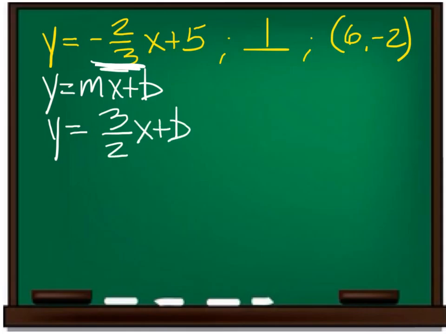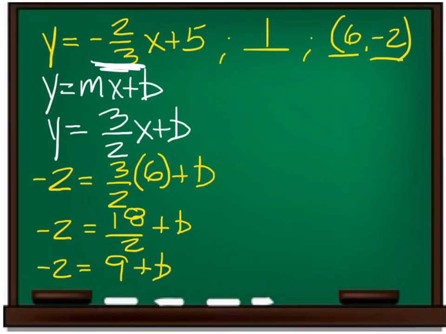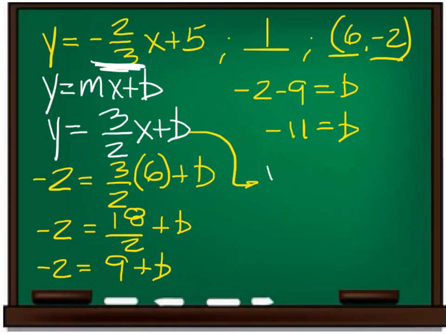And from that point, you would have to plug in 6 and negative 2 from the point, which would be negative 2 equals 3 over 2 times 6 plus b. Simplify to get 18 over 2, which is going to be 9. And then move it to the left, change the sign, should have a negative 11. And then plug it back into here to get y equals 3/2 x minus 11.